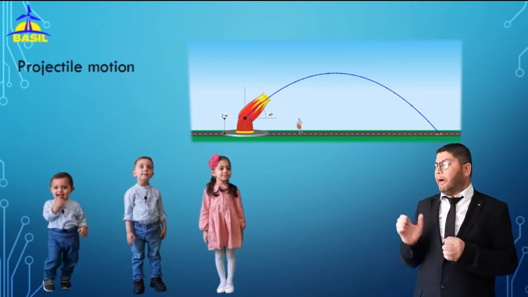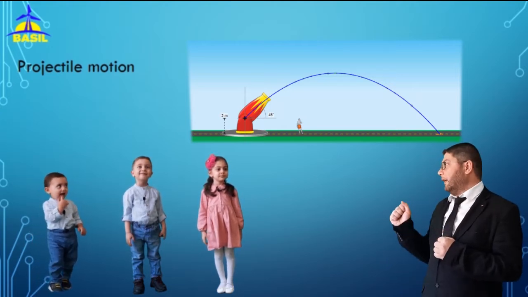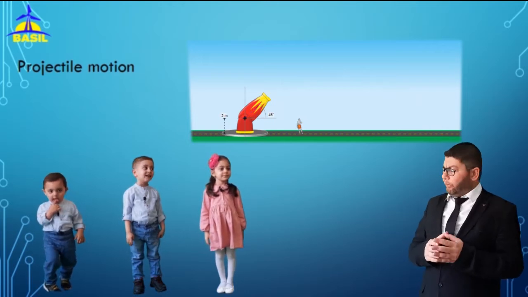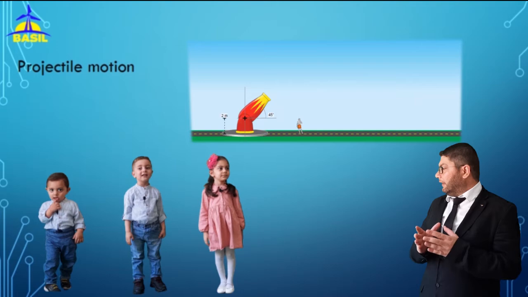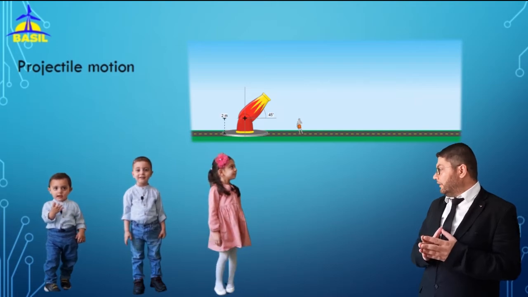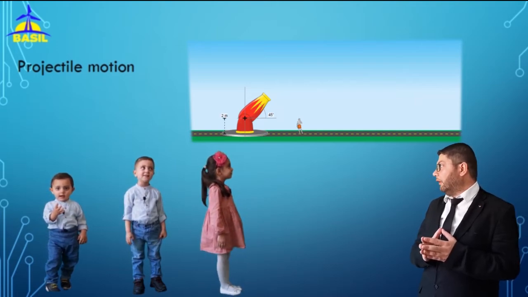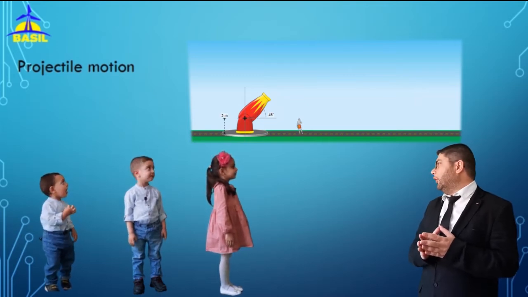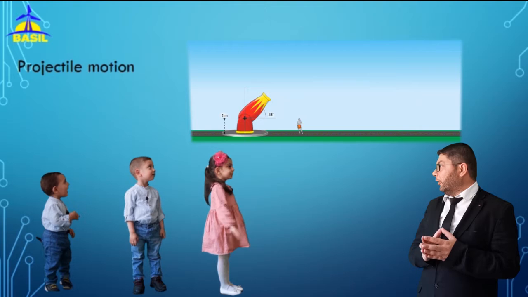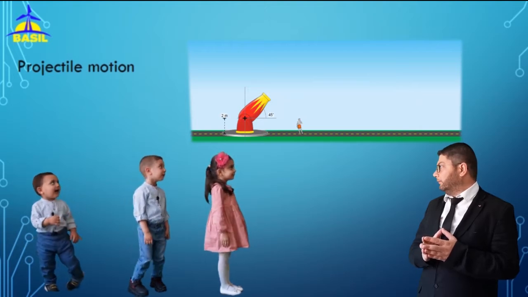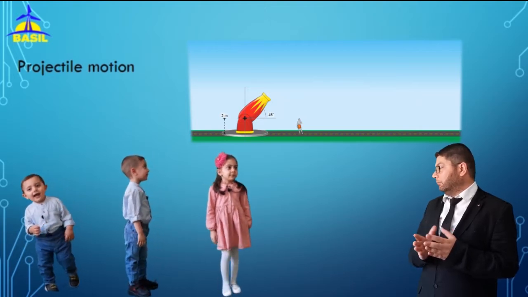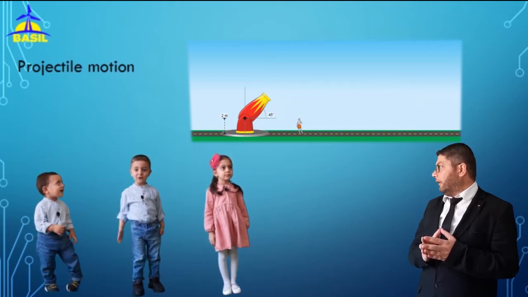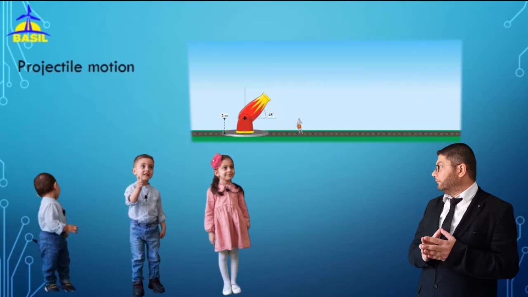I want to ask my students in this video, Mariam, Abdul Hamid and Muhammad. What do you think, Mariam? Is a movement like this horizontal motion or vertical motion? Horizontal motion. Now Abdul Hamid, what do you think? Horizontal or vertical motion? Vertical motion. Muhammad, what do you think? Horizontal or vertical? Both.